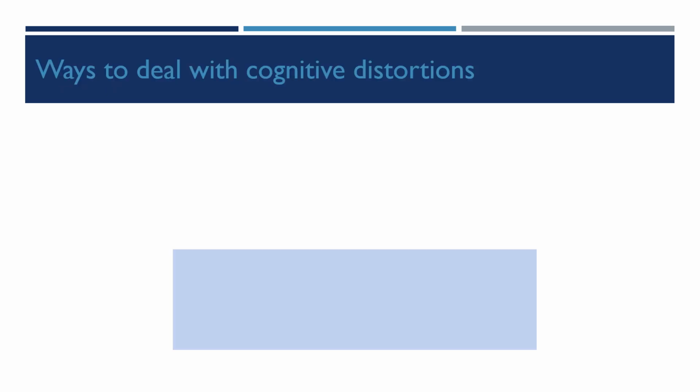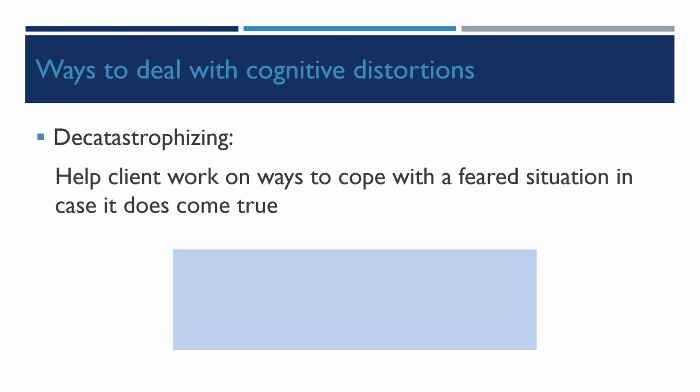Once you identify cognitive distortions to work on, there are a couple of techniques that you can use to help your client deal with those cognitive distortions. We talked about decatastrophizing for clients who tend to get into this cognitive distortion of catastrophization, clients who always tend to think of the worst case scenario. By decatastrophizing, you can help your client work on ways to cope with the feared situation in case it does come true. So if you remember those questions, like what's the worst that could happen?